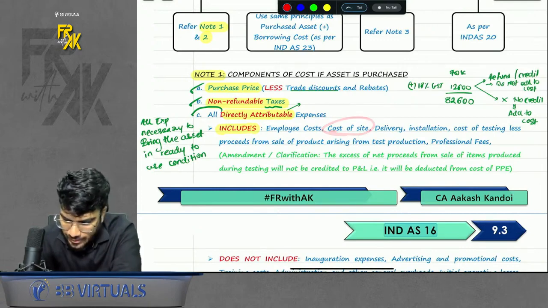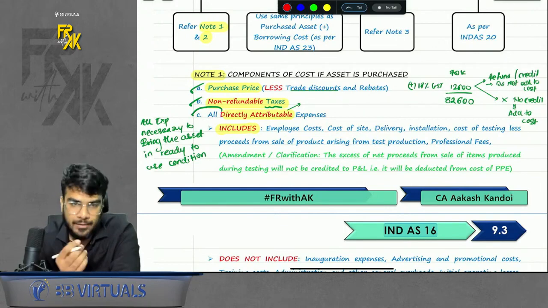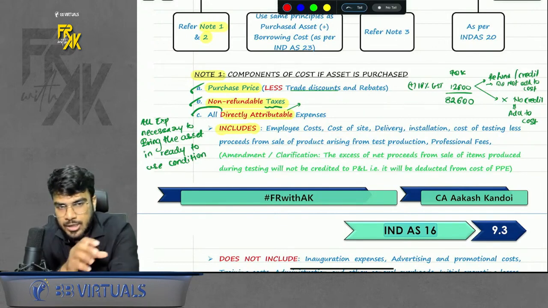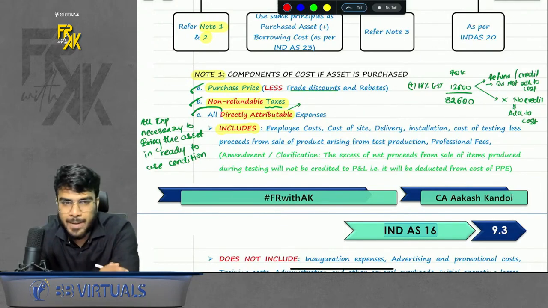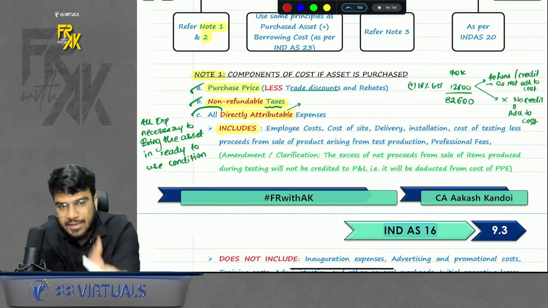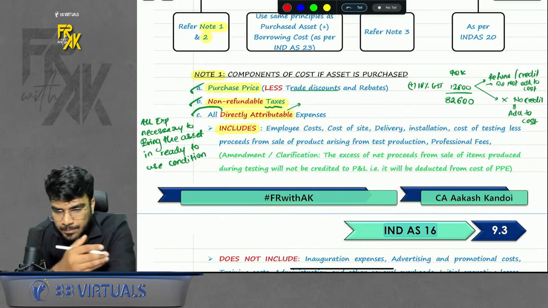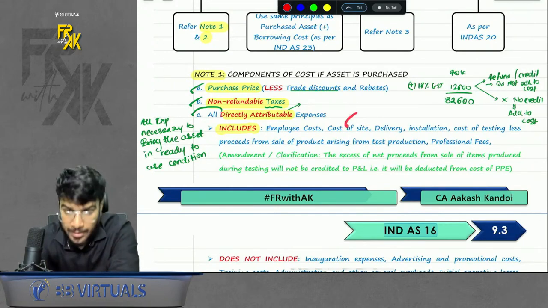Second is cost of site. Now what is the meaning of cost of site? Let's suppose you are constructing a building. For that you purchased one land. So the purchase cost of land will form part of the total cost of the asset. That is known as cost of site. So when you're constructing anything on a certain land and you have to purchase the land, that land purchase cost is cost of site. So you will add that as well.